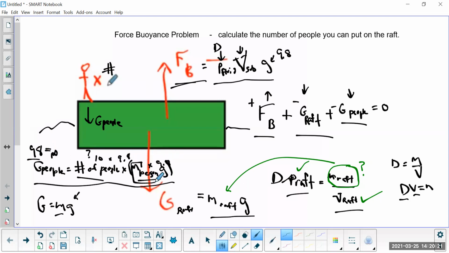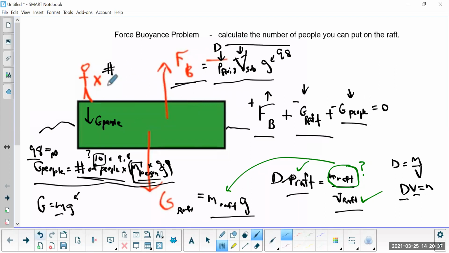Now they tell you the mass of the person. It's not going to be 1, because 1 kilogram is not the mass of a person. 9.8 is going to be the value for gravity that you're using all the time. But what you're going to need to do is figure out this other number. So you're solving for this number sign. That's what you're trying to figure out when it asks you to calculate the number of people you can put on the raft.